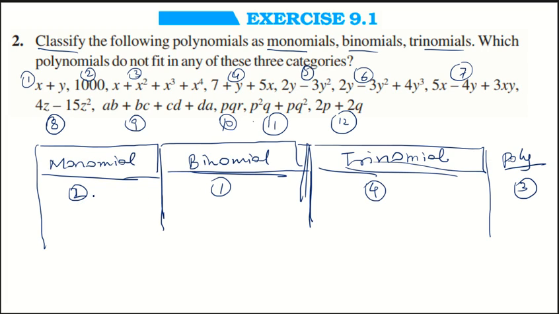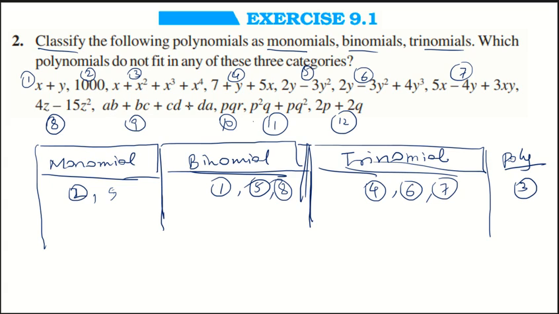So, sorry, it comes here, binomial, na? And the sixth one, it has got 3 terms, so it comes in trinomial. The seventh one, 1, 2, 3, it has got again 3 terms, comes in trinomial. And in the eighth one, there are 2 terms, so it comes in binomial.